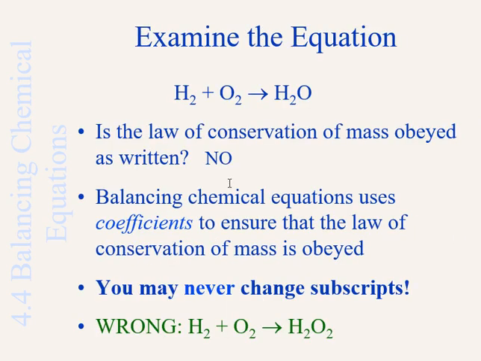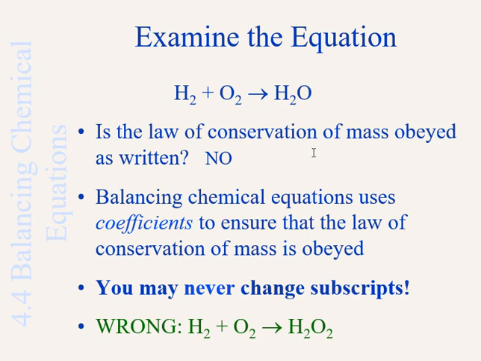So here is an example. Hydrogen gas and oxygen gas combine to produce water. This is a very well known equation. But is the equation showing the law of conservation of mass as written? No, because you have 2 atoms of hydrogen on each side. That's balanced. But you have 2 atoms of oxygen on the left, but only 1 atom of oxygen on the right. What happened to the other atom of oxygen?